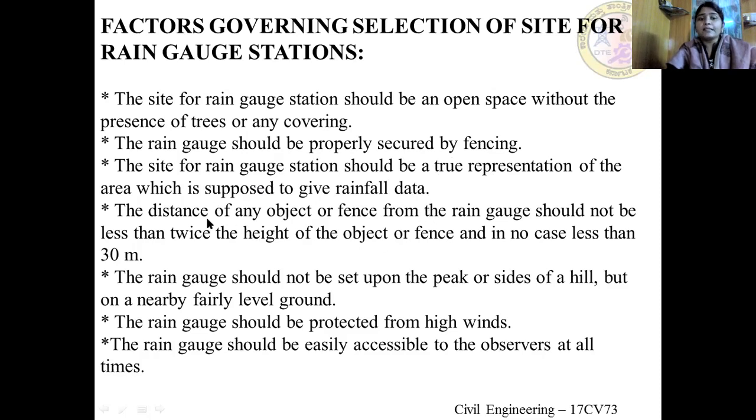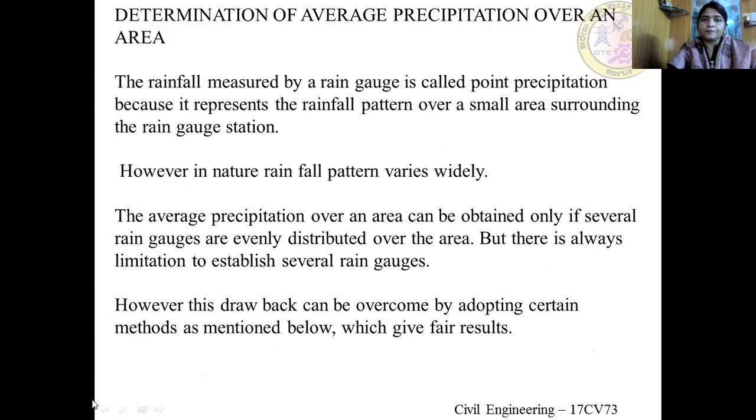and all the water collected should be a true representative of the actual rainfall received on the earth's surface. The distance of any object or fence from the rain gauge should not be less than twice the height of the object. So any objects with a certain height should not be there. Then the fence also should in no case be less than 30 meters away. Then the rain gauge should be set up on the peak or sides of a hill, but on nearby fairly level ground. The ground should be level. The rain gauge should be protected from high winds because it shouldn't be disturbed. The rain gauge should be easily accessible to the observers at all times so that they can reach there and record the amount of rainfall.